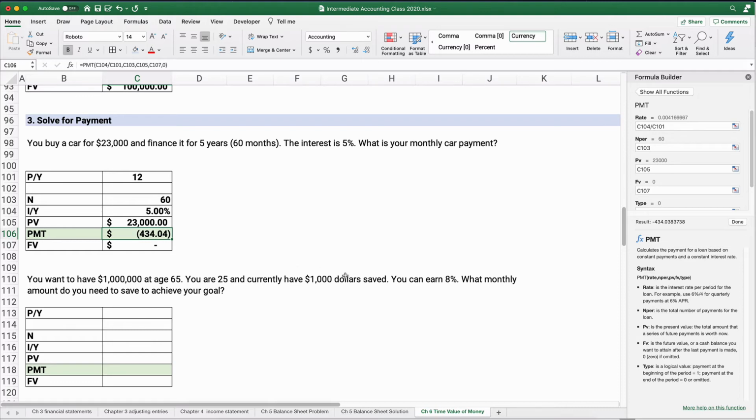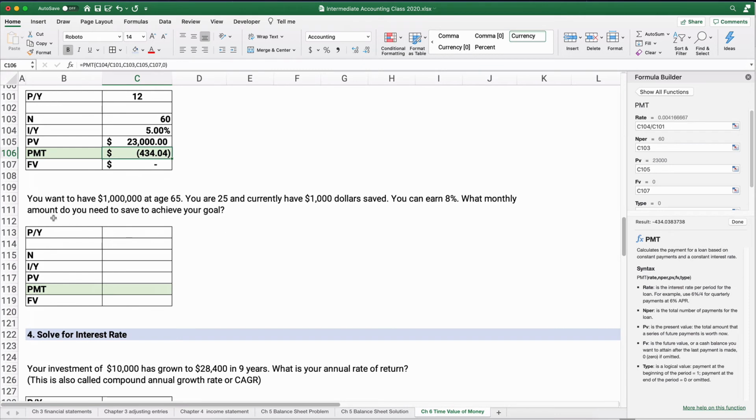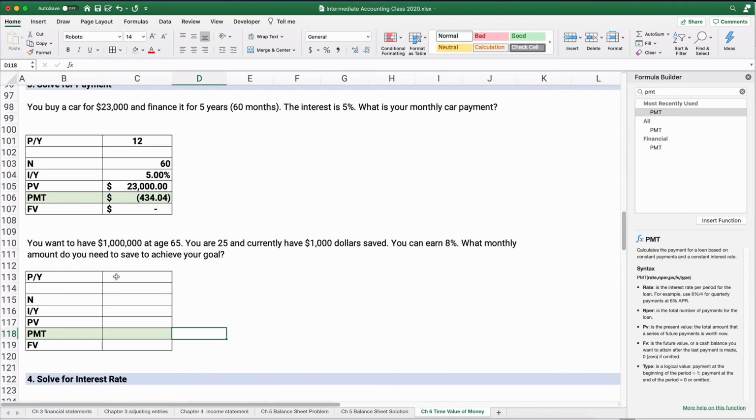All right, the next one for payment. Let's say you want to have $1 million at age 65, and you're 25. You currently have started, which is good, $1,000 saved, and you think you can earn 8% over a long period of time, over the next 40 years. What monthly amount do you need to save to achieve your goal? Now, here's the idea of time value of money. If you start early, then this payment's going to be really small.